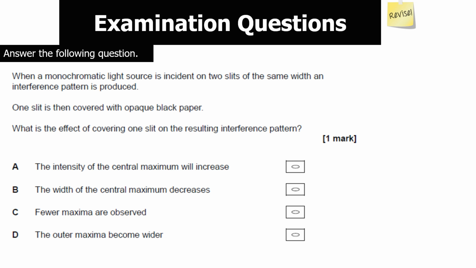The next question says, when a monochromatic light source is incident on two slits of the same width and an interference pattern is produced, one slit is then covered with opaque black paper. What is the effect of covering one slit on the resultant interference pattern? So pause the video now, then unpause the video when you want to go through your answer.